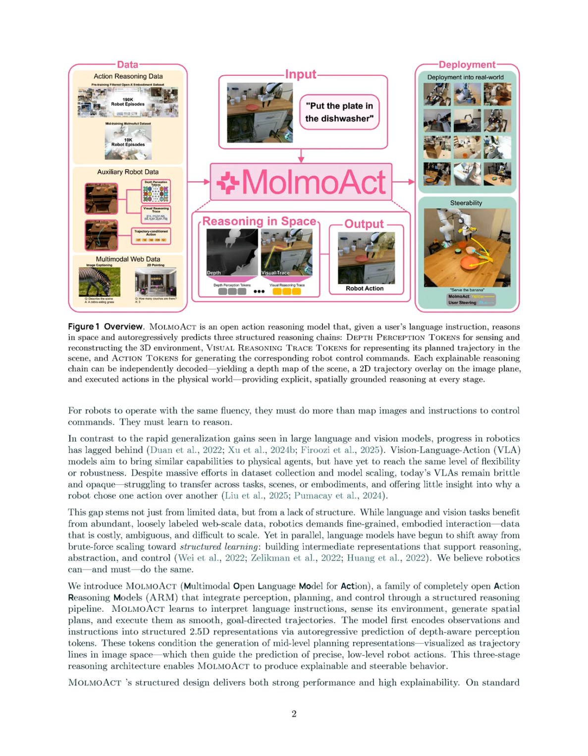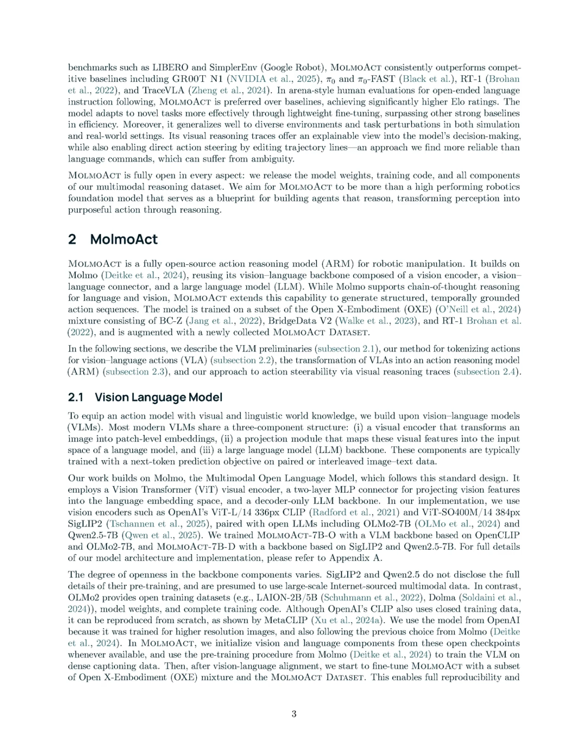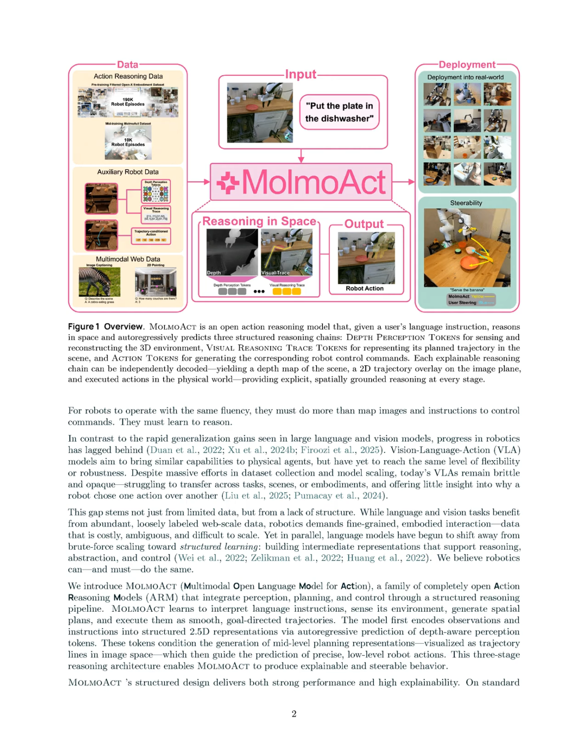Unlike existing VLAs that primarily rely on high-level language instructions, MolmoAct employs a three-stage reasoning architecture that first encodes depth-aware perception tokens, then generates mid-level planning representations, and finally predicts precise low-level robot actions. This structured approach not only enhances the model's performance on standard benchmarks, but also allows for explainable and steerable behavior, making it more adaptable to novel tasks and environments. By focusing on embodied interaction and fine-grained data, MolmoAct effectively bridges the gap between perception and purposeful action in robotics.